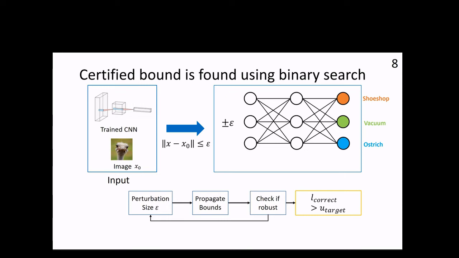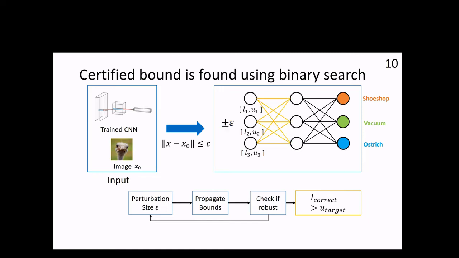Next, I will walk through how algorithms like FastLin and CNN-Cert operate. The input to the algorithm is a trained network with fixed weights and a particular input. The first step is to guess a perturbation size epsilon and check if the perturbation size can be certified to be robust or not. To do this, we find lower and upper bounds at the first layer of the network.